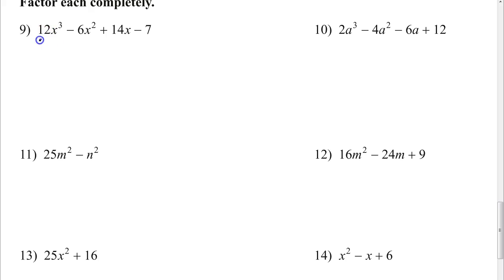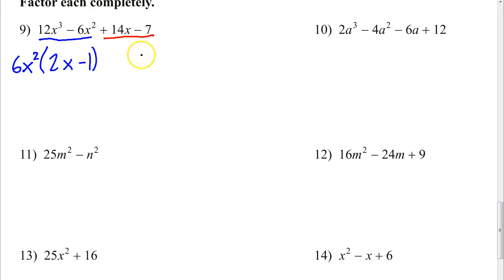So I'm going to go into factor by grouping, which means group the first 2 and the second 2. And since we can't find a GCF with all 4 of them, you're just finding a GCF with the first 2 and then a GCF with the second 2. So what goes into 12 and 6? We get 6. And they both have at least an x squared.